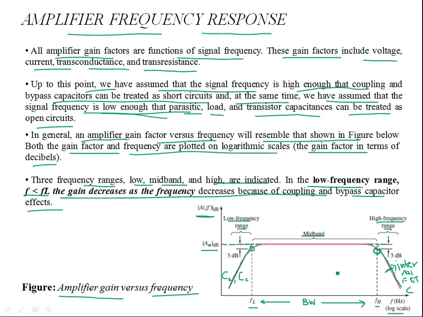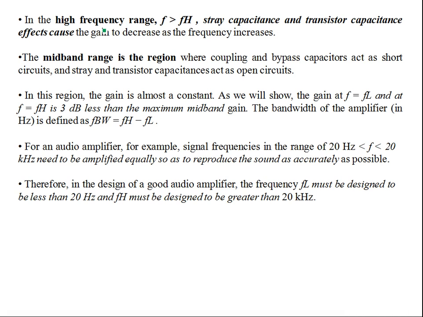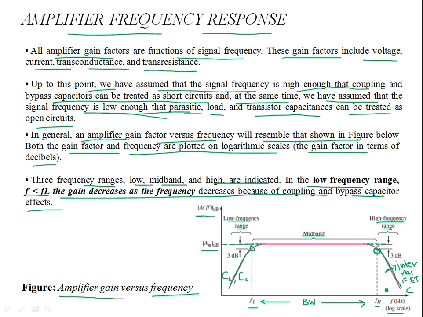In the high frequency range, when F is greater than FH, the stray capacitances and the transistor capacitance effects cause the gain to decrease as the frequency increases. So for the high frequency range, above FH, the capacitances responsible for the decrease of the midband gain are the internal and the stray capacitances, especially related to the transistors. Those are internal capacitances. And for the low frequency range, we have the bypass and the coupling capacitors, which are external to the transistor.